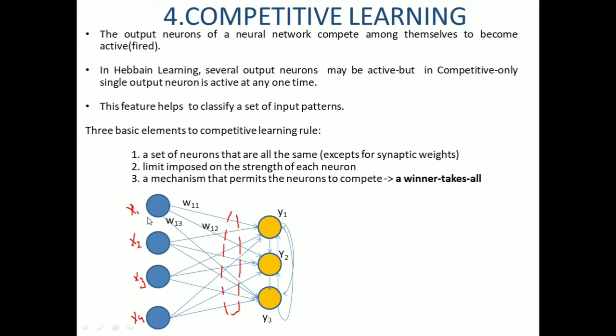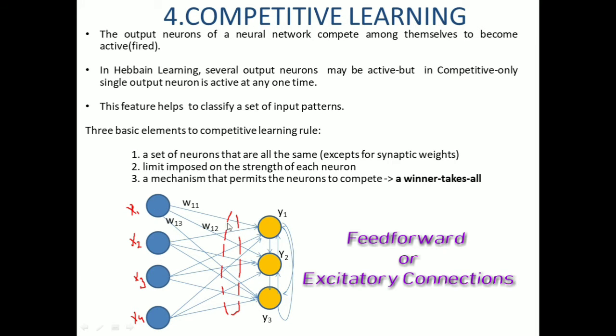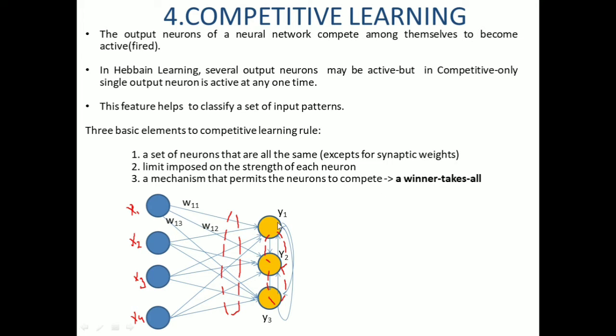Now the connections between the input nodes x1, x2, x3 and x4 and the output neurons y1, y2, y3 are called feed forward connections or excitatory connections, and the connections between these output neurons are called lateral connections or inhibitory connections, which means one output neuron is trying to inhibit the activity level of another output neuron. Let us now take a small analogy to understand competitive learning better.